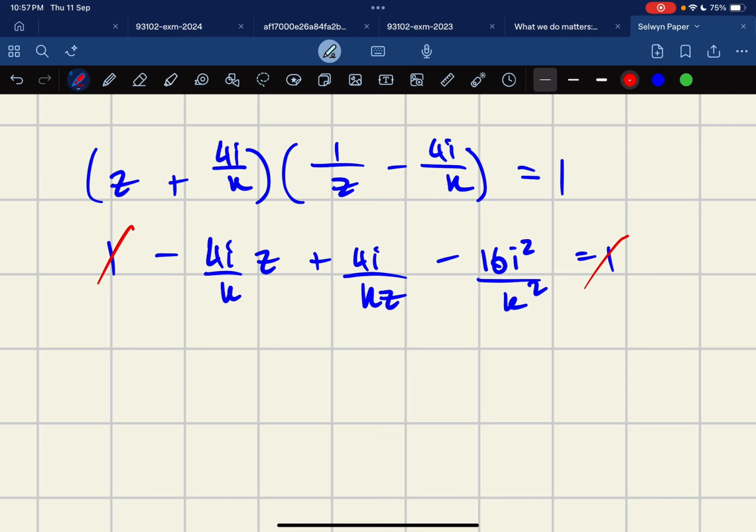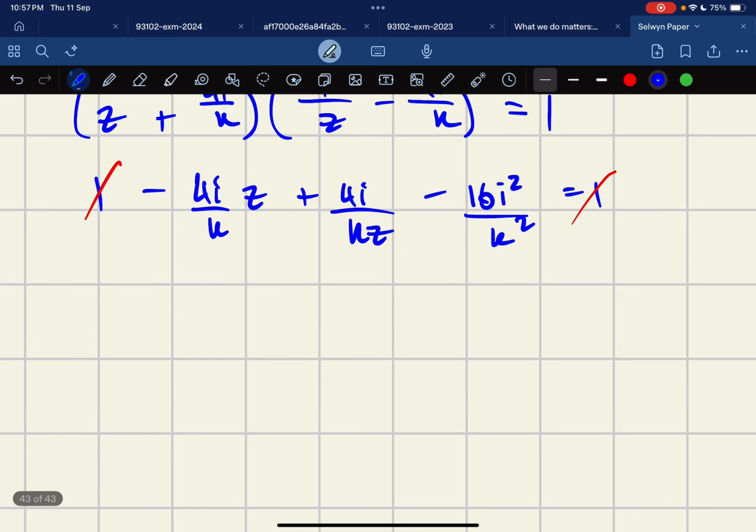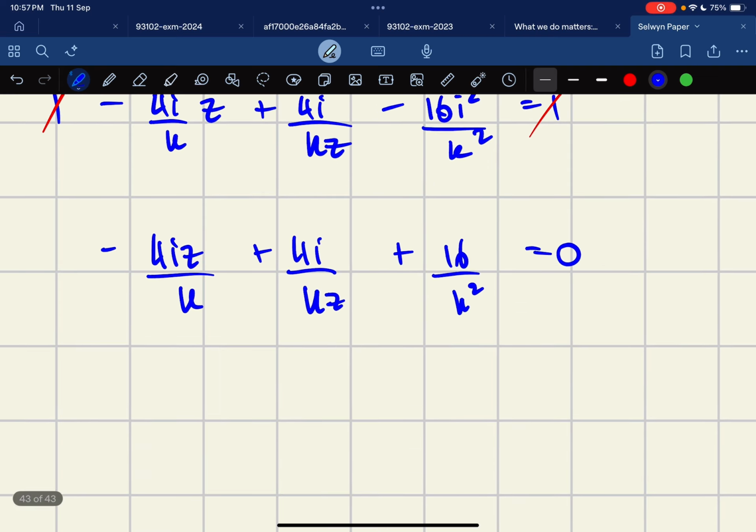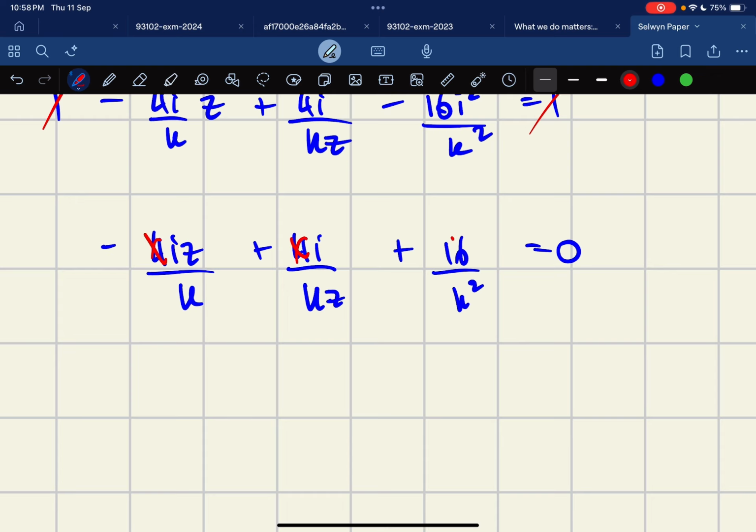The 1's cancel each other out, and then what I'm left over with is negative 4iz over k plus 4i over kz, and then the negative 16i squared becomes positive 16 because i squared is negative 1, so plus 16 over k squared, and this equals 0. There's a factor of 4 everywhere, so we can get rid of the 4. This becomes a 4 over here.